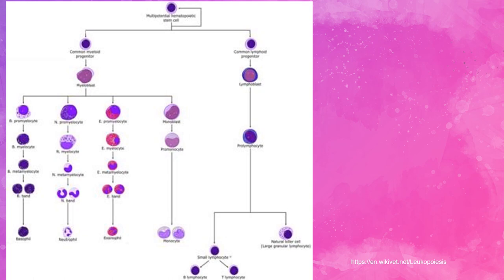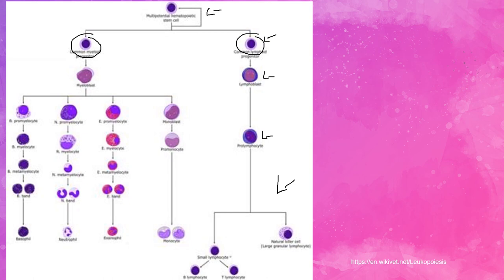So we start with a multipotential hematopoietic stem cell up here. And then it either becomes a myeloid progenitor cell or a lymphoid progenitor cell. If it is a lymphoid progenitor cell, so right here, it becomes this lymphoid progenitor cell from that hematopoietic stem cell. It becomes a lymphoblast here, and then a prolymphocyte, which is here, and then a mature lymphocyte. And we have B lymphocytes, T lymphocytes, and then NK cells, which are natural killer cells, and we'll talk briefly about those as well. But that is the lymphoid maturation cycle.